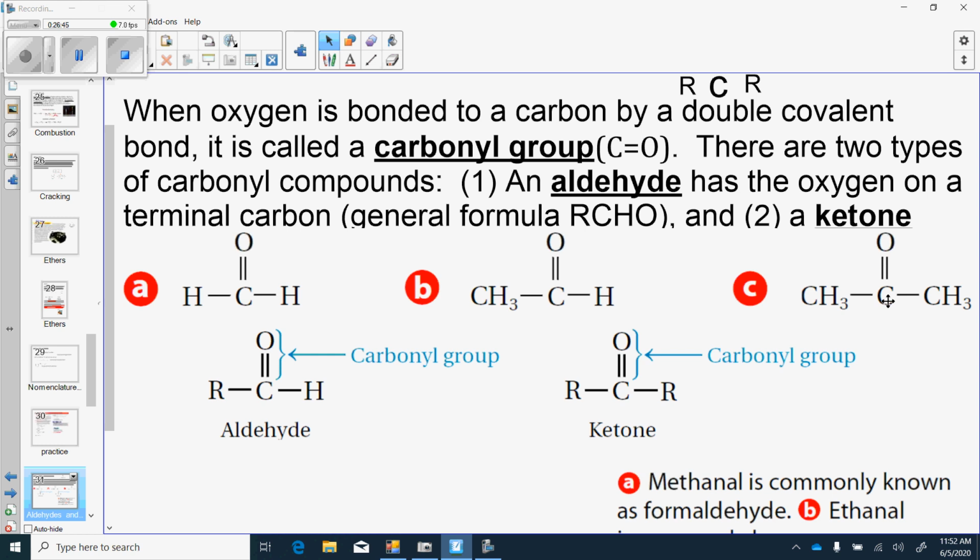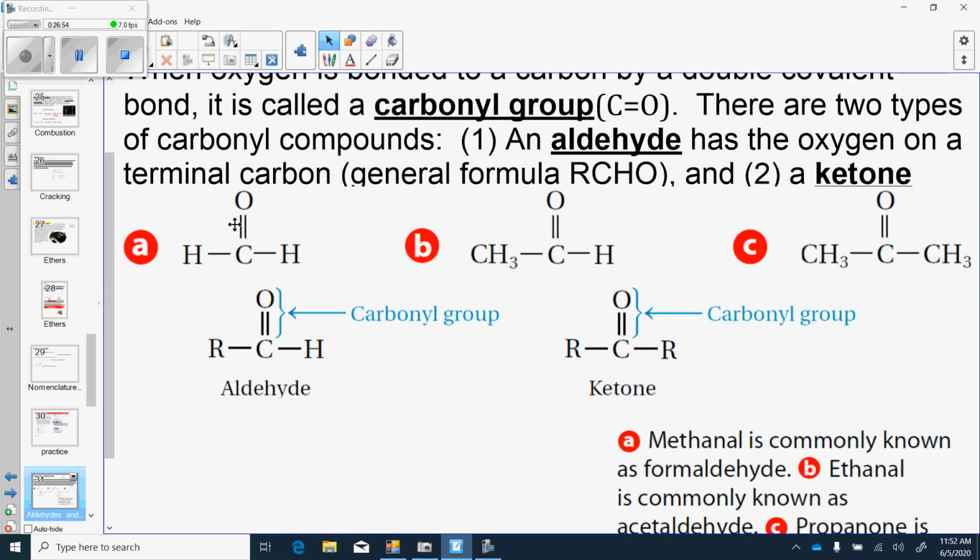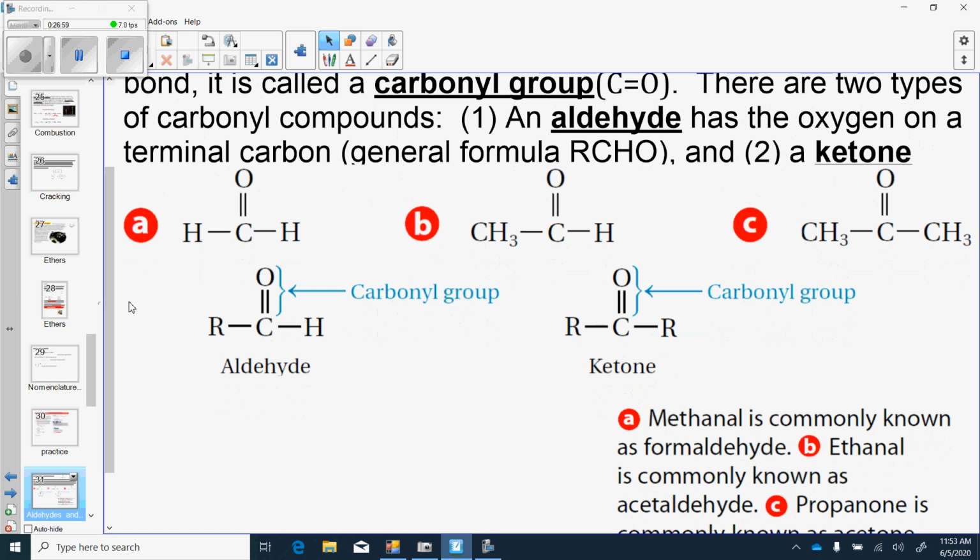But we have this double bond, so this is a ketone. This is an aldehyde, and this is an aldehyde. This is a very common aldehyde that you might have heard of. It's kind of been outlawed now. It is methanal, also known as formaldehyde. Formaldehyde has been around for a long, long time. This is acetaldehyde, or ethanal.